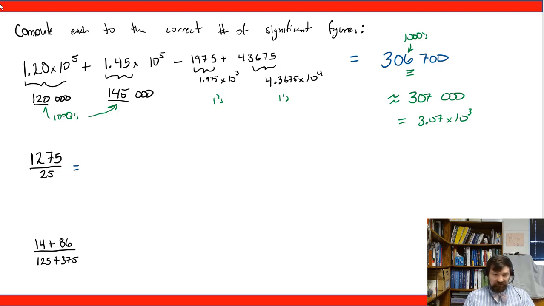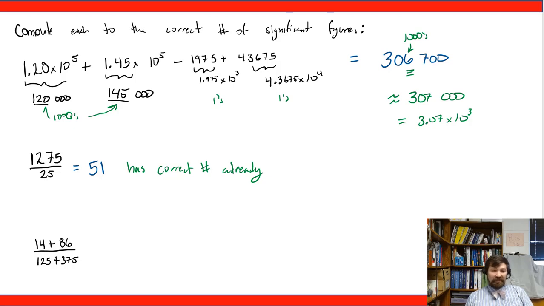All right, next number. We have 1,275 divided by 25. So 1,275 divided by 25 is 51. And we look at this one. This top one has 4 digits. The bottom one has 2 digits. Our total, therefore, should have 2 digits. So this one actually is correct. We don't need to do anything further. It has the correct number already.